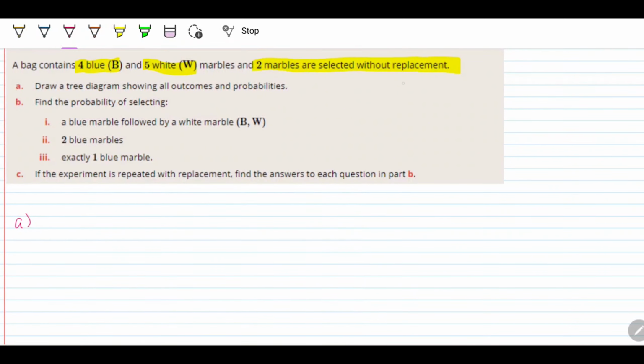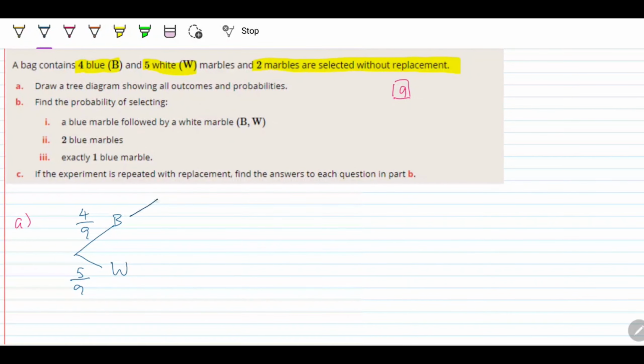It will be 4 plus 5, which gives us a total of 9 marbles. So keep that in mind. There's only 2 colors that we need to worry about: blue and white. The probability of picking a blue initially is going to be 4 on 9, which means the probability to pick a white will be 5 on 9.